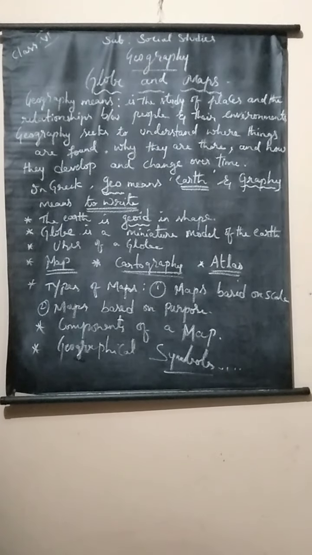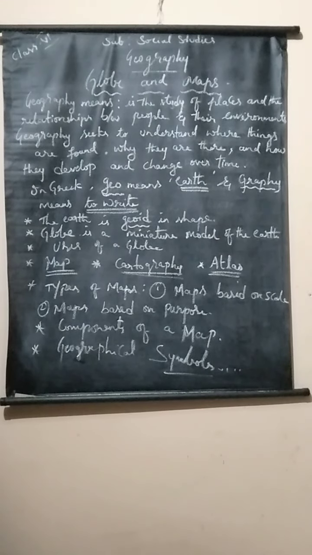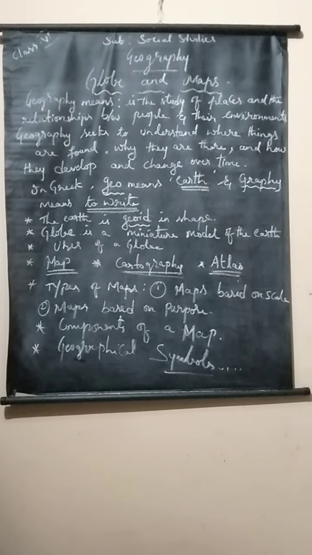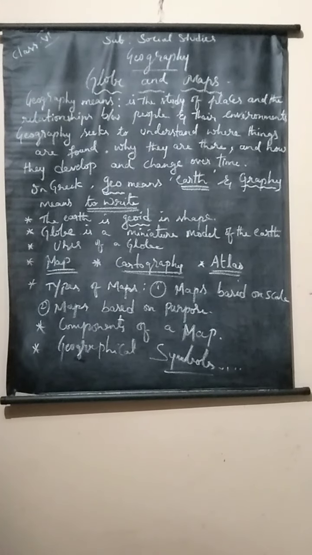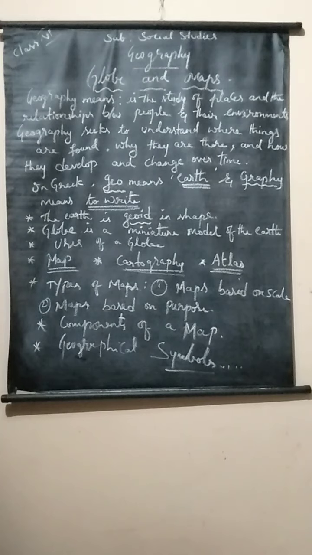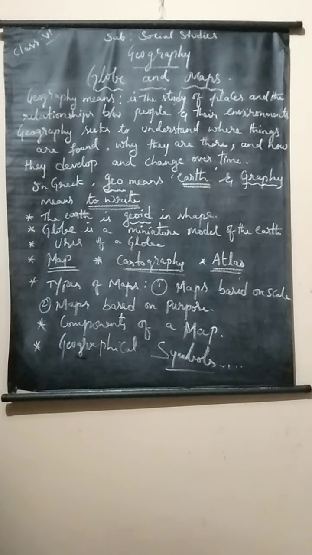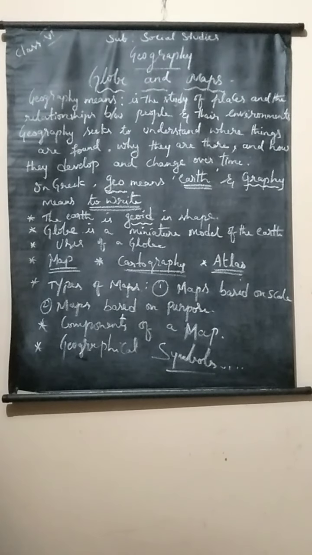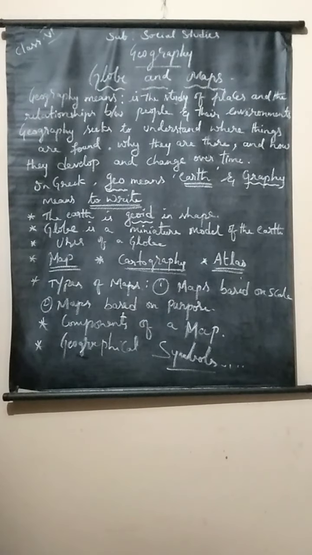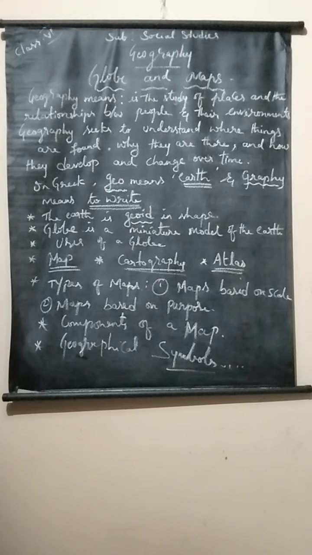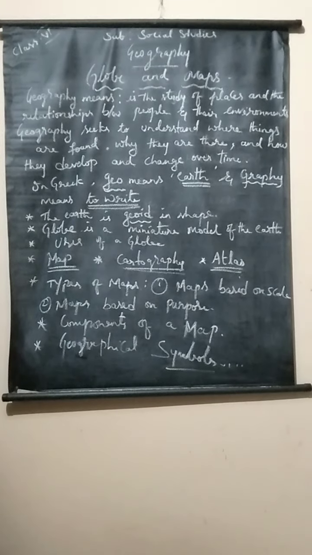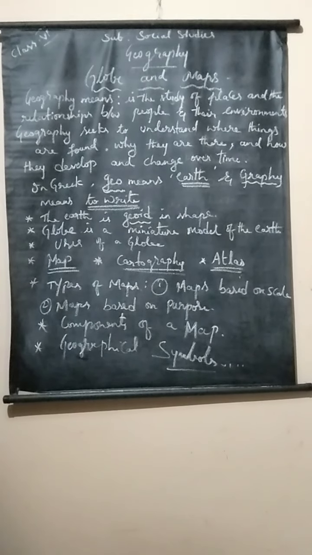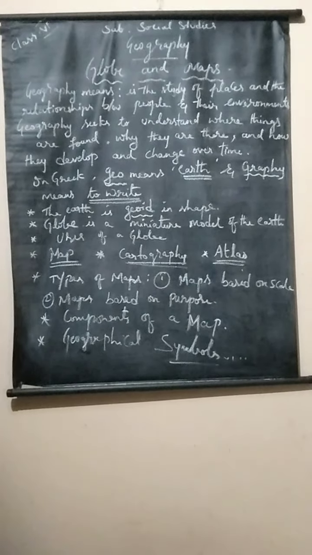Distribution maps, these maps are used to show the distribution of definite features such as land use, temperature, rainfall, population, soils, natural vegetation, crops, minerals, industries, railways, roadways, waterways, everything.